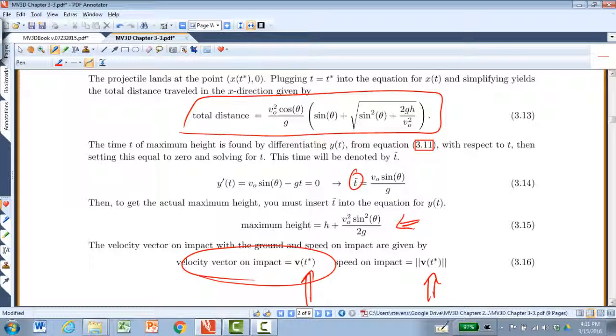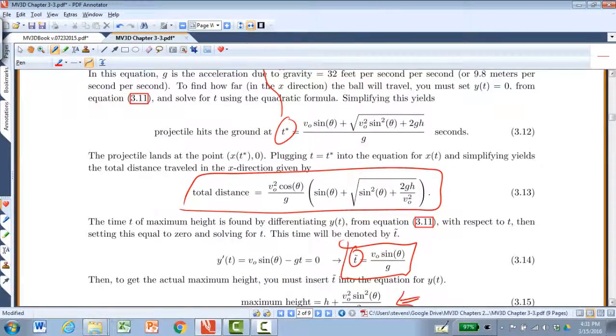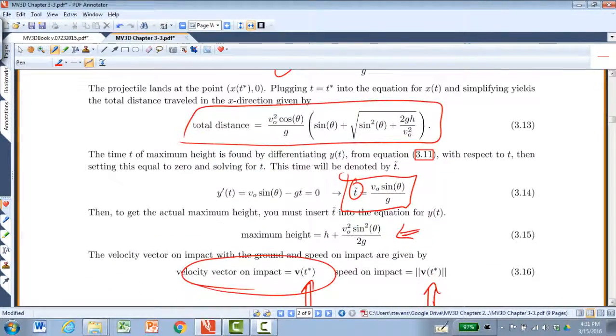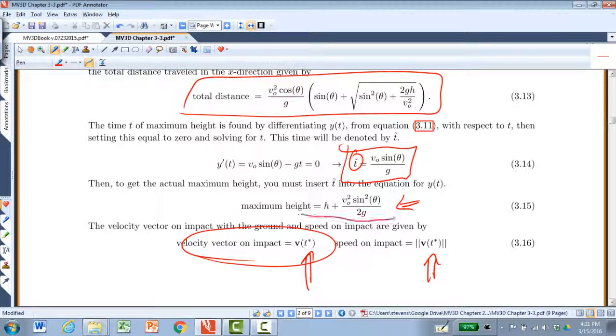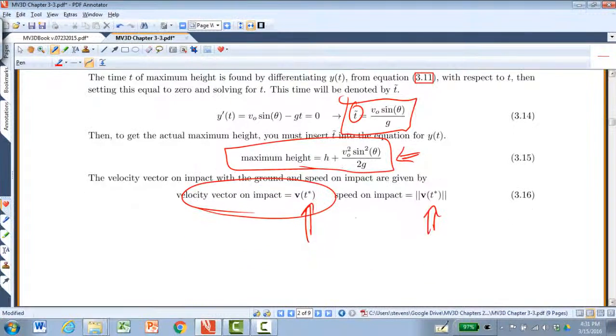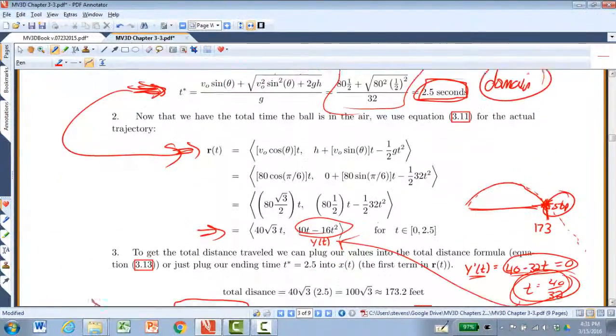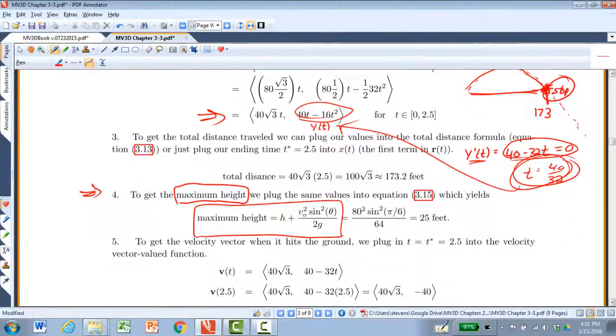3.5. So we can figure it out. So this is what we just did, right? We just found T tilde, and then we'll plug it right back into the height function. Or you can just use the maximum height formula. Okay, so where we got 40 over 32 was when it reaches its maximum height.